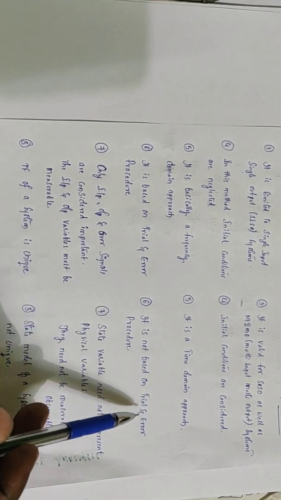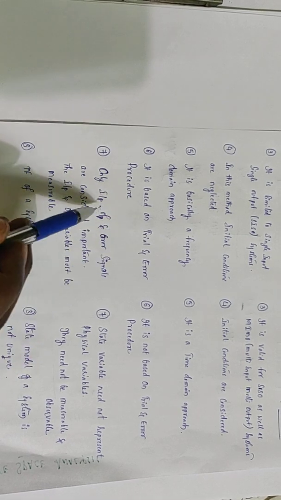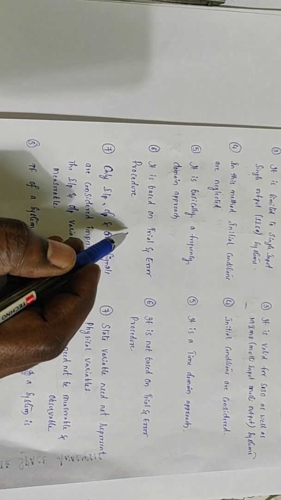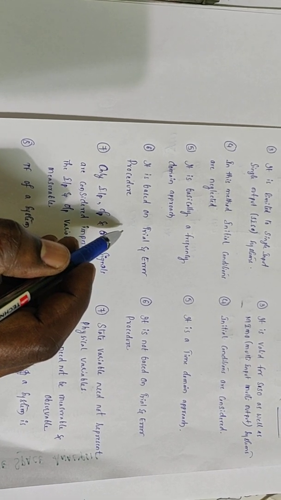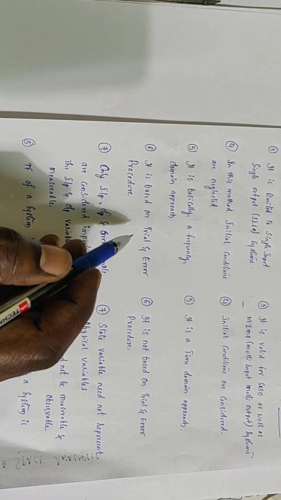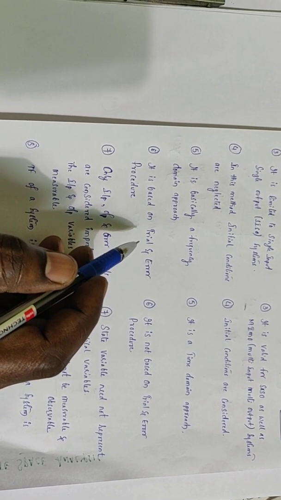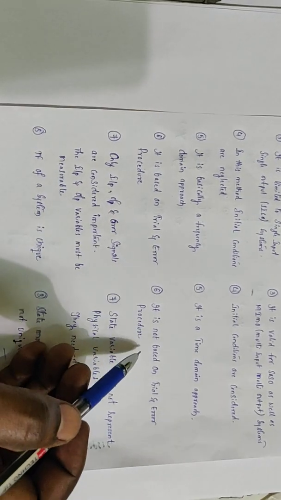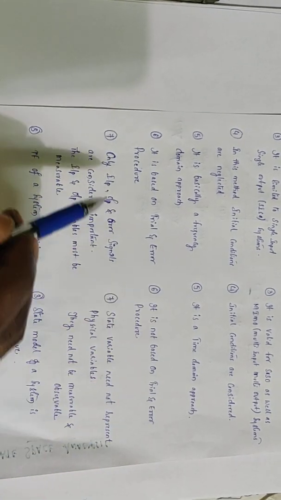State variable approach is not based on trial and error procedure. As a simple example of trial and error procedure, if we consider root locus, we assume some testing points and check whether this testing point is on the root locus or not. So trial and error procedures are basically in the transfer function approach. And in the state variable approach, it is not based on trial and error procedure, right?